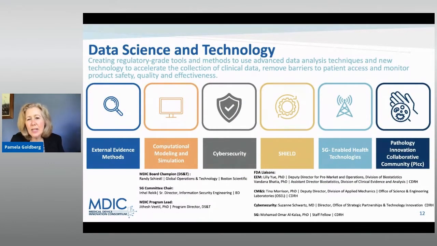Our data science and technology, that's the old term for it. We're shifting that to digital health. We're going to be getting more and more involved in digital health. We have worked on modeling and simulation and external evidence for a number of years. In our cybersecurity initiative, we've added a threat modeling boot camp to get everybody up to speed on the cybersecurity threats and what to do about them. And we're looking at pathology innovation, 5G, and we're in the midst of exploring virtual reality. Next slide.